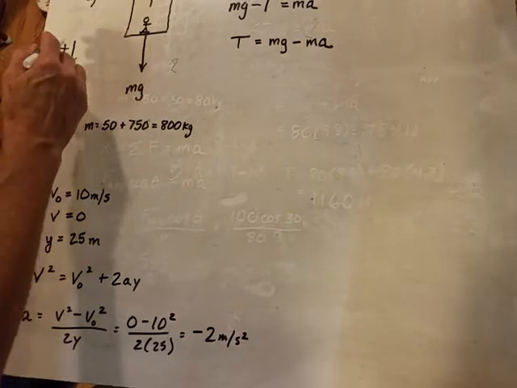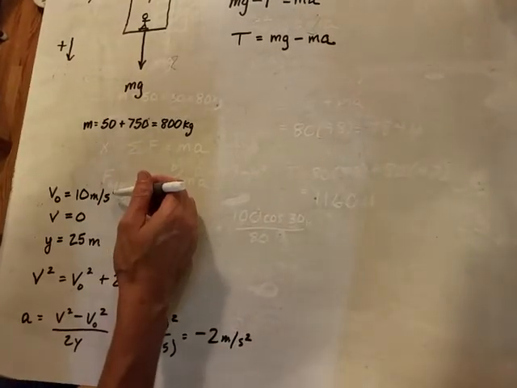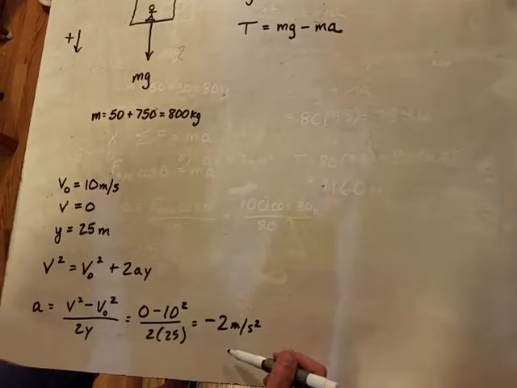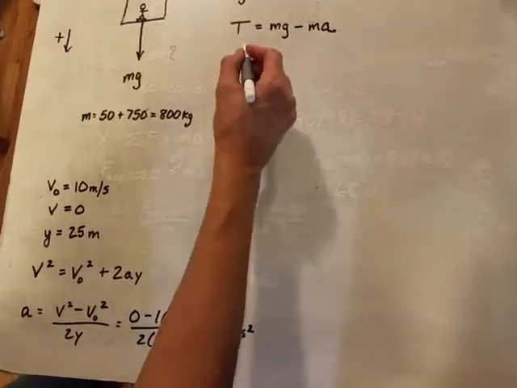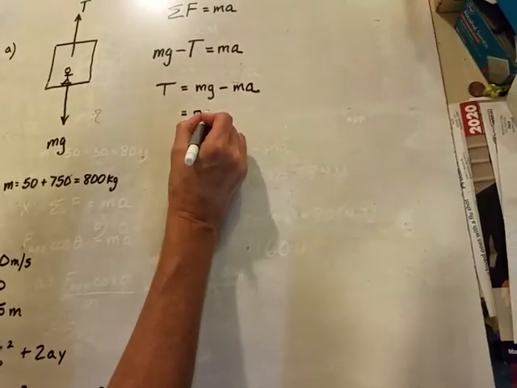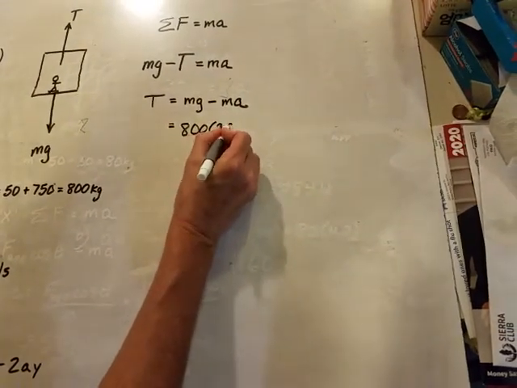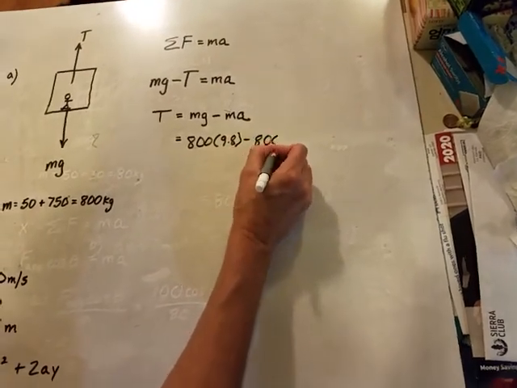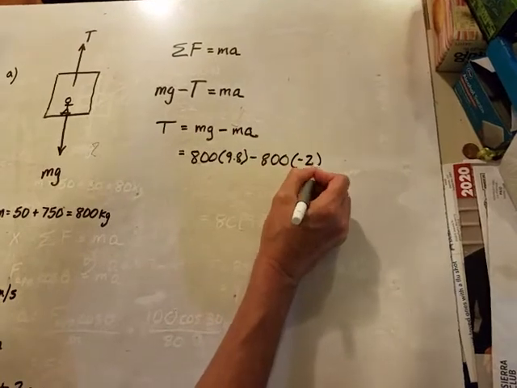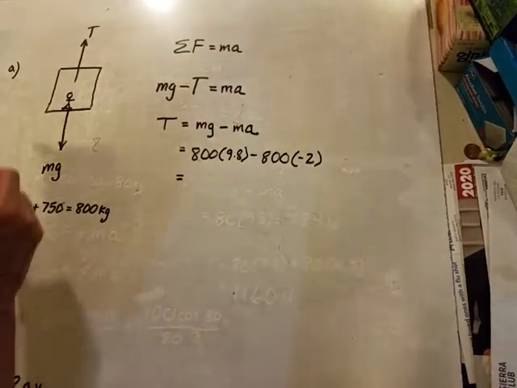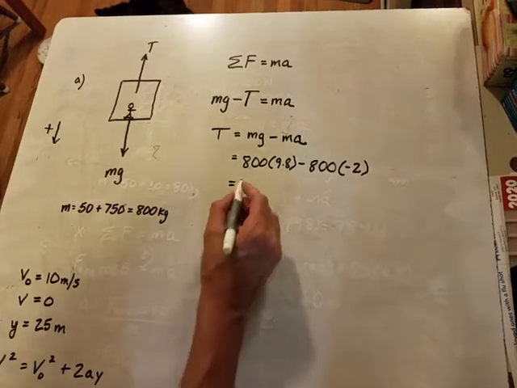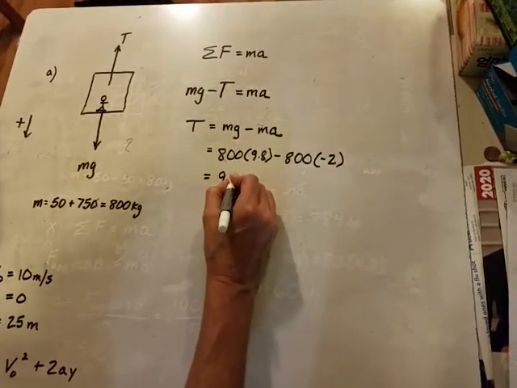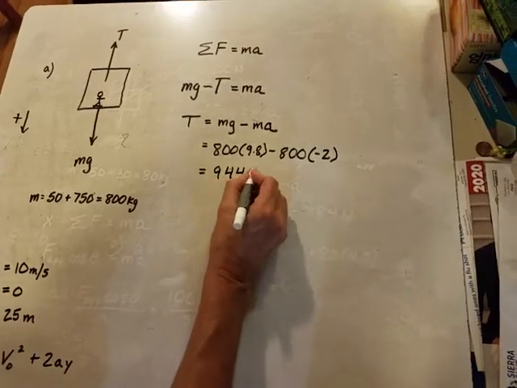So by making positive go downward, that makes our v be positive. That means it's a negative acceleration since it's slowing down in that direction. So then now we can plug in: this is 800 times 9.8 minus 800, which was our mass, times a negative 2. So I'm keeping the signs all consistent. Positive is still going down. When I do that, I'm going to end up with an overall tension of 9,440 newtons.